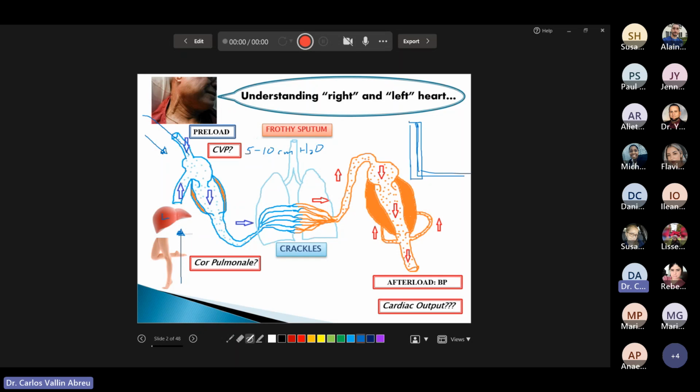And you measure the height of the column of liquid in the ruler, and this is measured in centimeters. So it's between 5 to 10. If the client has more than 10, it's because the central venous pressure is increased, probably associated with hypervolemia. But if the central venous pressure is decreased, less than 5, it is probably because the client is lacking liquid.